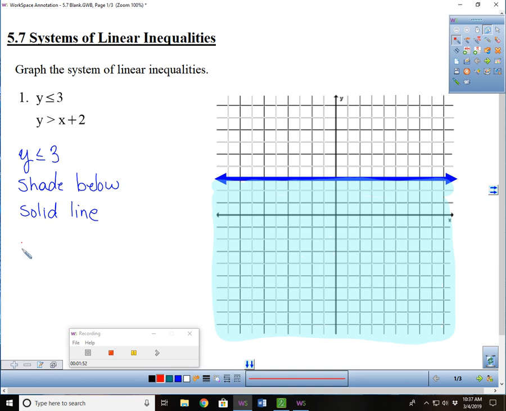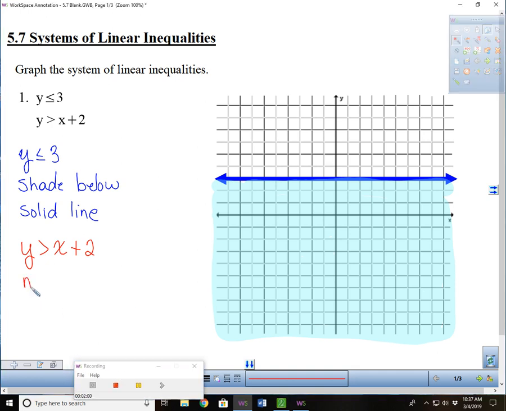All right, then we're going to do the same thing with the bottom one. Y is already solved for. I do have an x this time, so I want to go ahead and identify my slope. Since I have a 1 in front of my x, that's going to be 1 over 1. And then I have my y-intercept, which is 2. Since this is y greater than, I'm going to shade above. And since I don't have the equal to bar, it's going to be a dotted line.